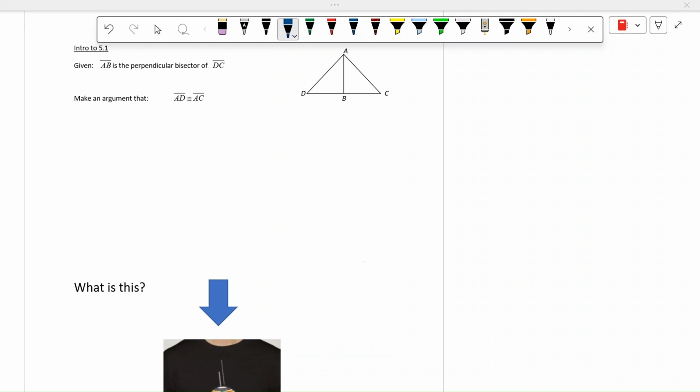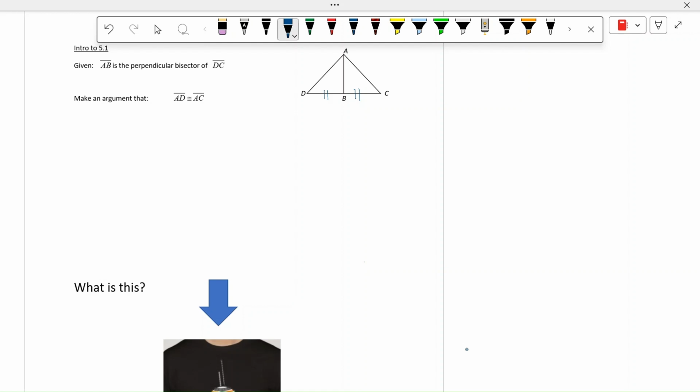When a segment bisector is also perpendicular to a segment, that's when we call it the perpendicular bisector. In this first little argument, and I'm calling it an argument rather than a proof because I'm not going to formally put it into proof form, if AB is the perpendicular bisector of segment DC, then make an argument that segment AD is congruent to segment AC. If it was a full-up proof, I'd say that I have the given. And if AB is the perpendicular bisector, then by the definition of bisect, B is the midpoint of segment DC. And with the definition of midpoint, the segments DB and CB would have to be equal to each other.